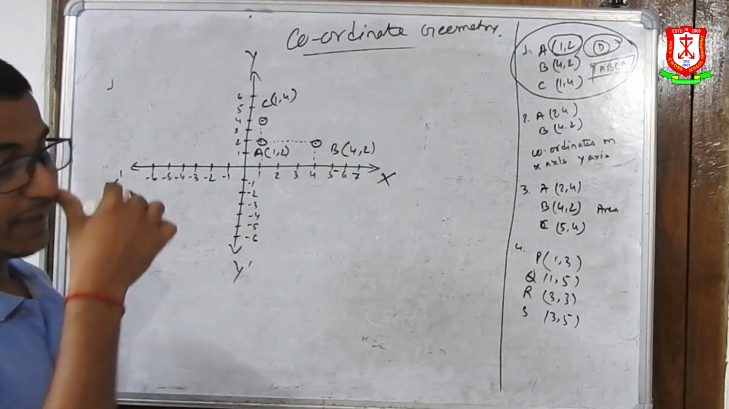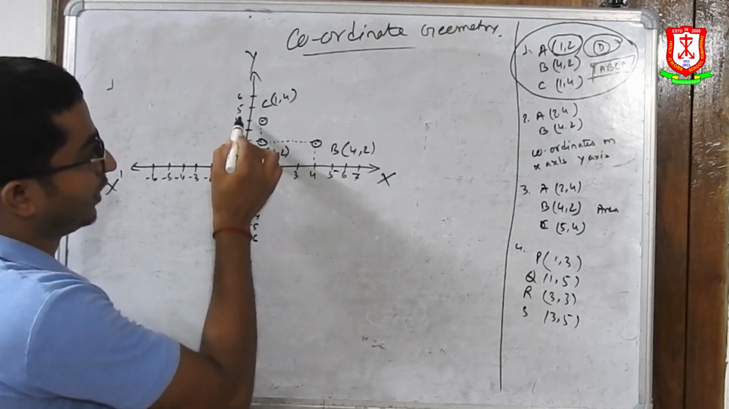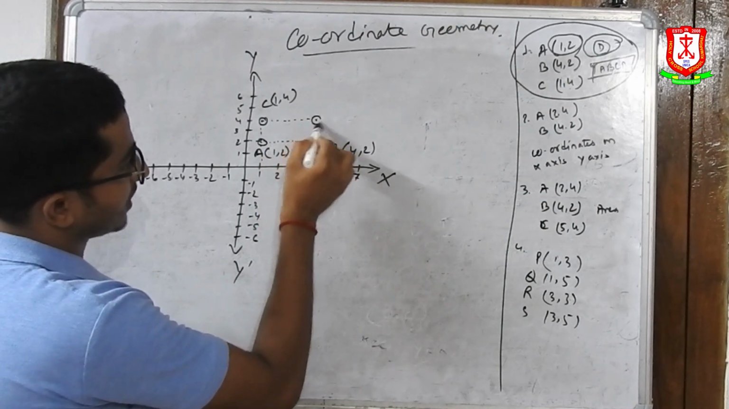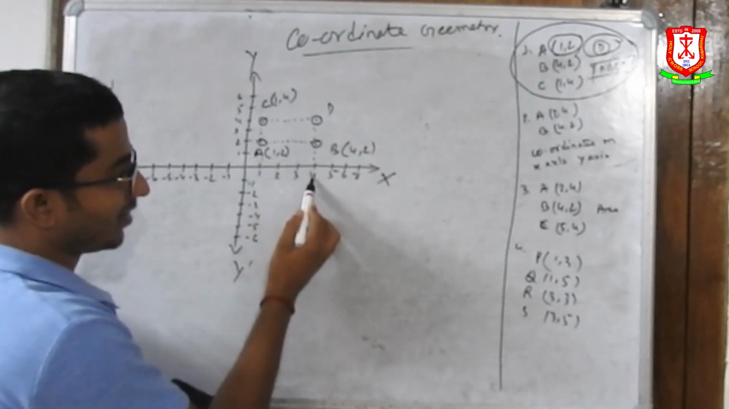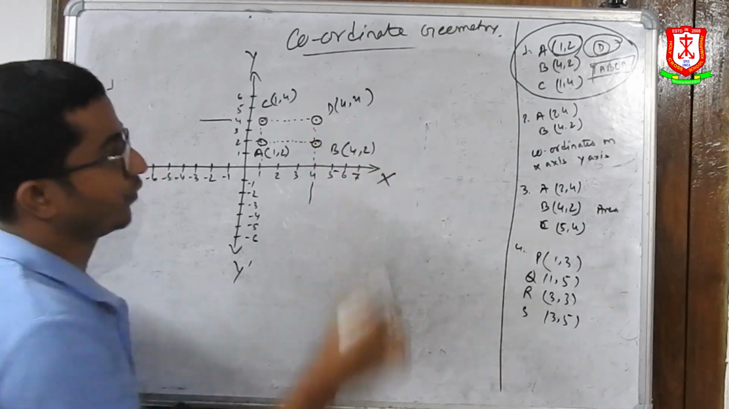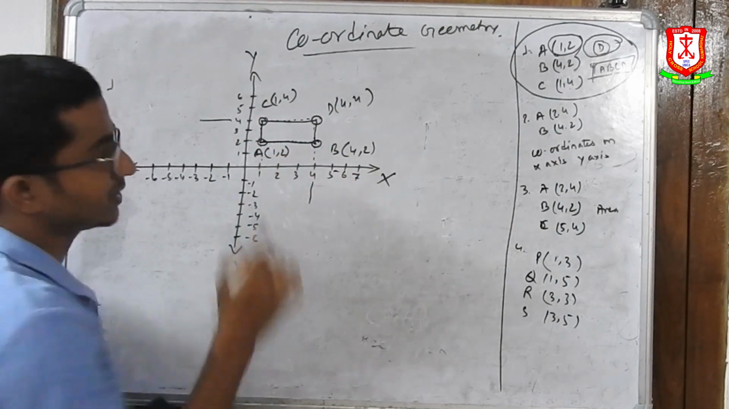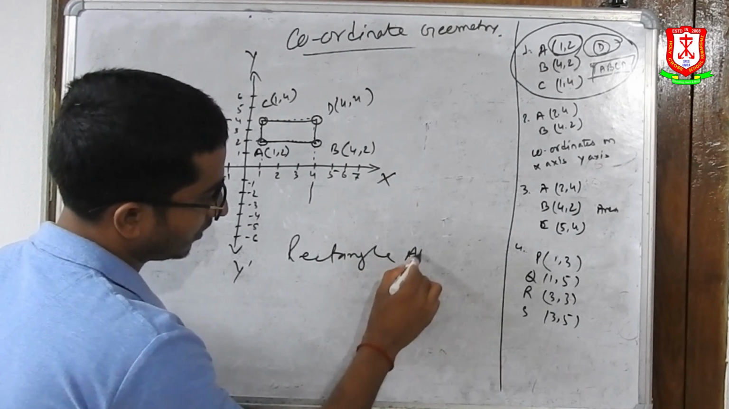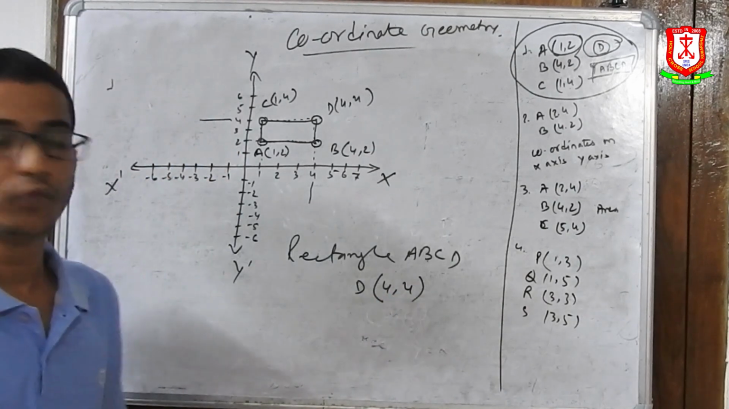Now, to make it a rectangle, our point D should have the value of x here and the value of y there. If we draw the lines, this is our point D. Now see, what is the coordinate of D? The value of x is 4, the value of y is 4. It means (4, 4). Now if we draw the lines, it becomes a what? Rectangle. Rectangle ABCD, where the coordinate of D is (4, 4).